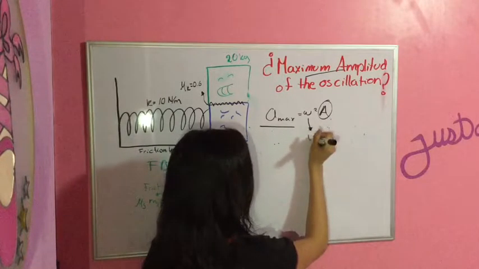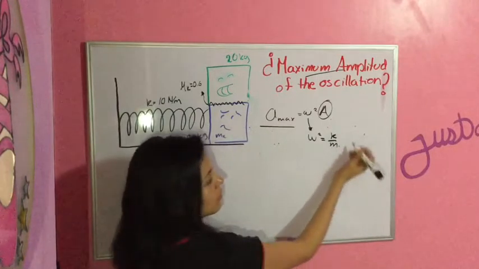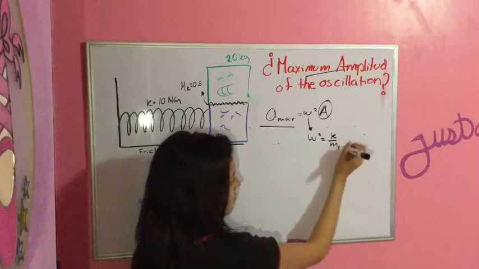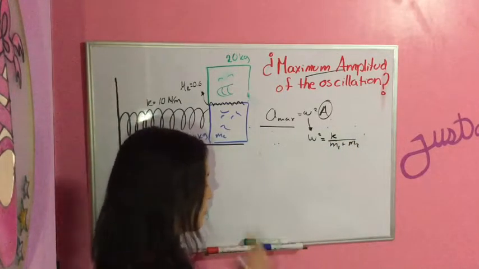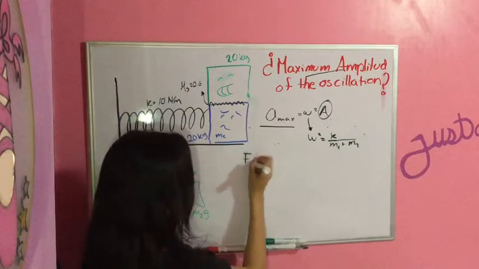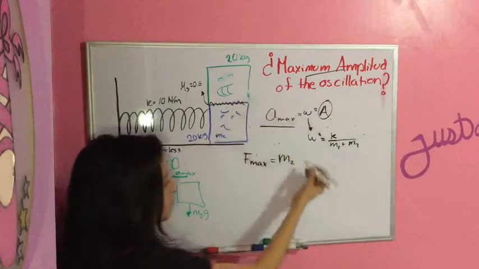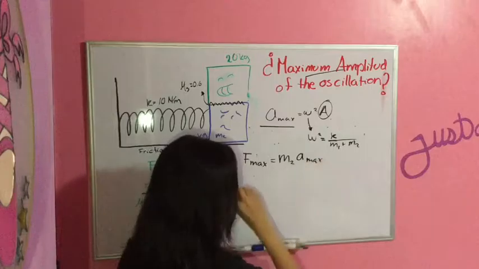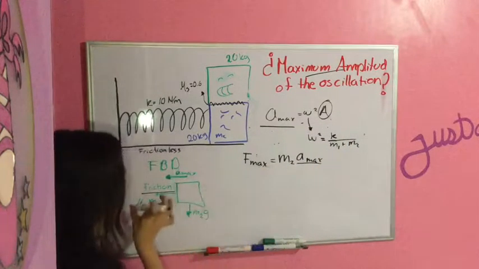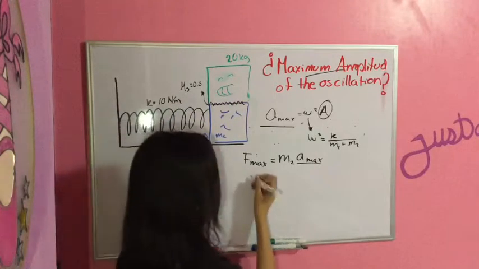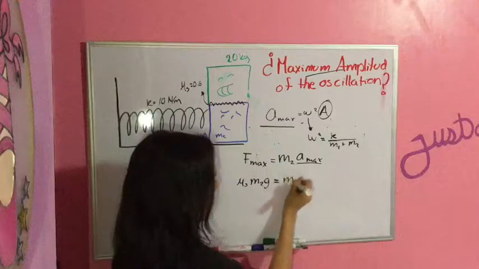So we know that omega squared is equal to k over mass. But since we have two masses, we have to take into account mass 1 and mass 2, the total mass. Now we have to recall Newton's second law, that the force is equal to the mass times the acceleration, but in this case we only have to take into account mass 2 times the acceleration. And on the other side of our equation we'll put the friction force.